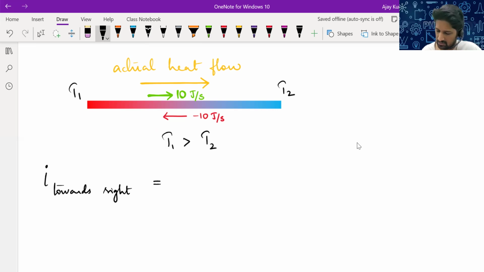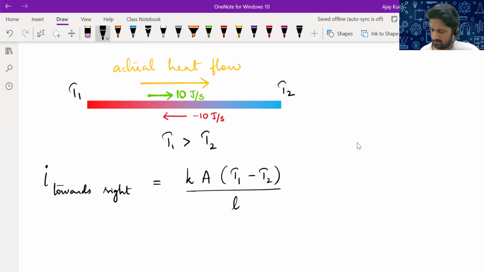How do you write the equation? K A delta T. Now the heat current towards right has to be positive. Then you should do higher temperature minus lower temperature divided by the length. Suppose you want to express heat current towards left.